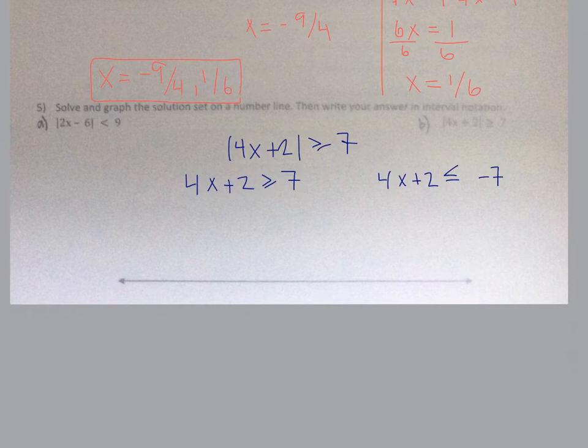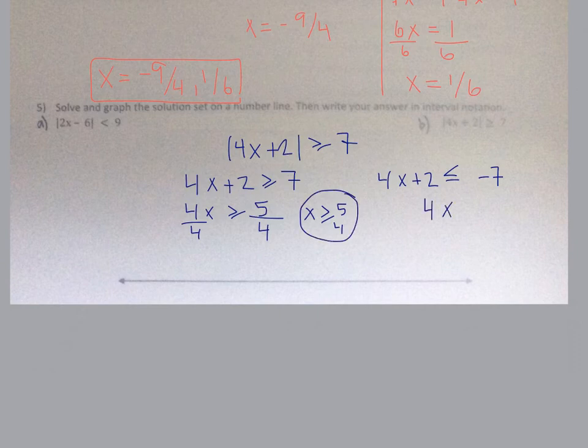Now we will solve each of these basic inequalities by subtracting the 2 over. So you get 4x is greater than or equal to 5. And then dividing both sides by 4, and we have x is greater than or equal to 5/4. There's one of the groups. Doing the same thing on the other side, we're going to subtract the 2. We have 4x is less than or equal to negative 9. Divide both sides by 4, and we have x is less than or equal to negative 9/4.